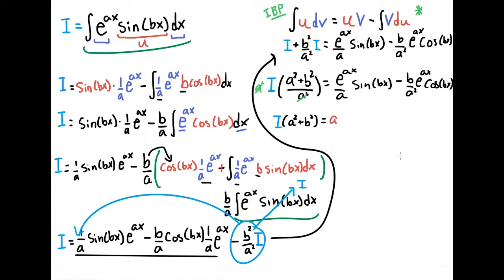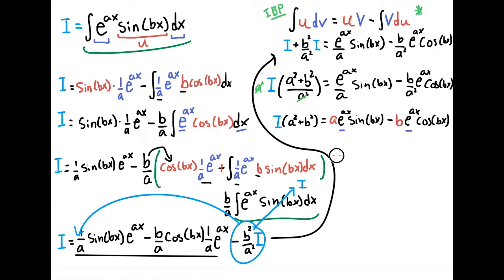So a times e to the ax sine of bx minus, well, a squared times b divided by a squared is just going to be b. So b times e to the ax cosine of bx. And you can see this is already starting to look really nice. So what we have is we have an e to the ax here, we have an e to the ax here. We can factor that out, and we can divide both sides by a squared plus b squared.